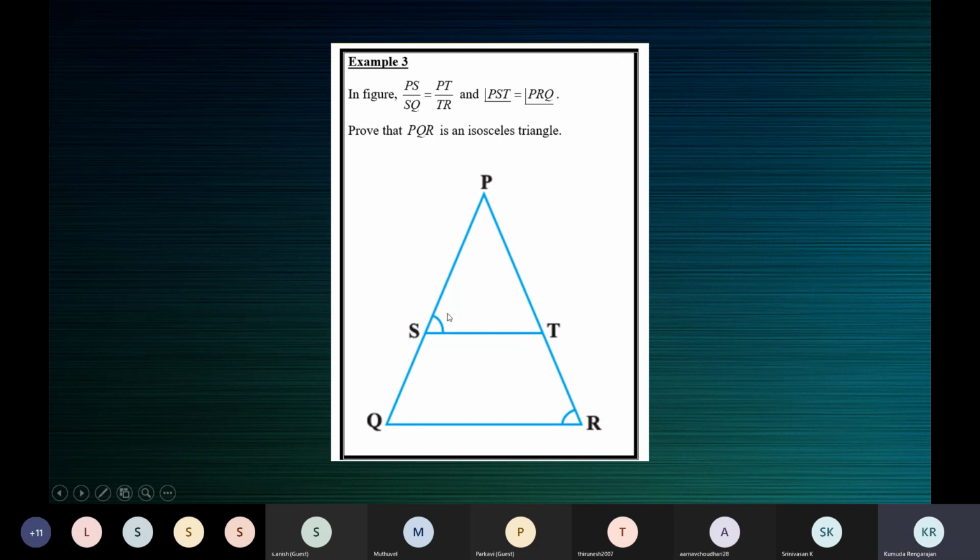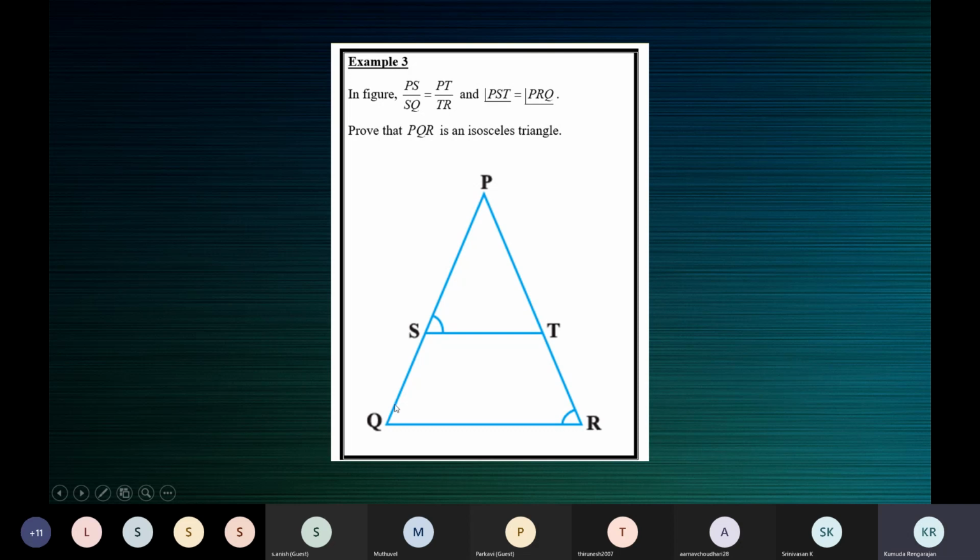Now children, if I call this angle 1 and this angle 2, is 1 equal to 2? You must say yes because it's given. Because angle PST is equal to angle PRQ. So if I call this 1 and this one 2, 1 is equal to 2. But now ST is parallel to QR.